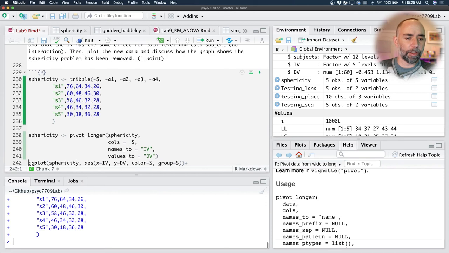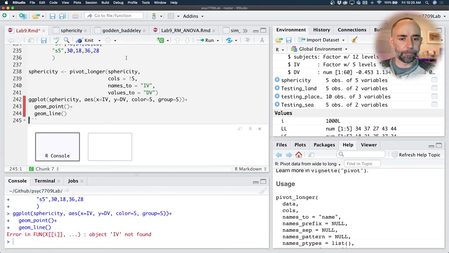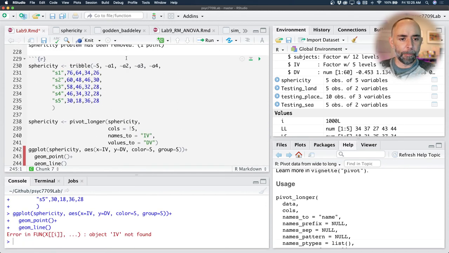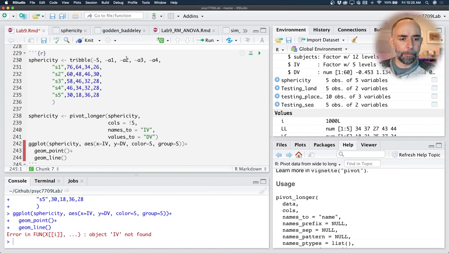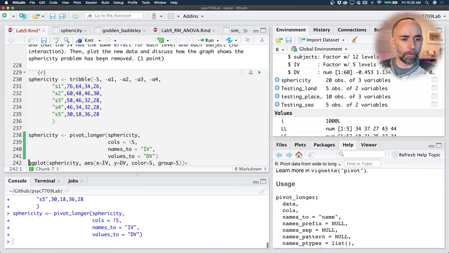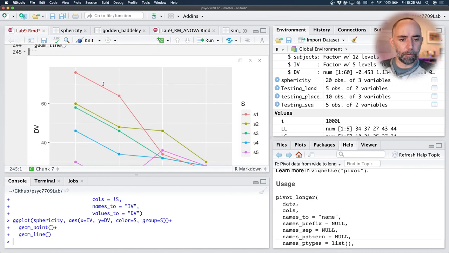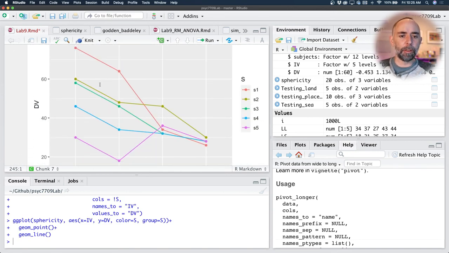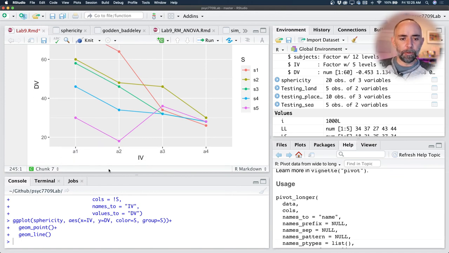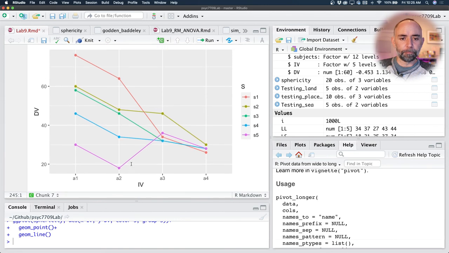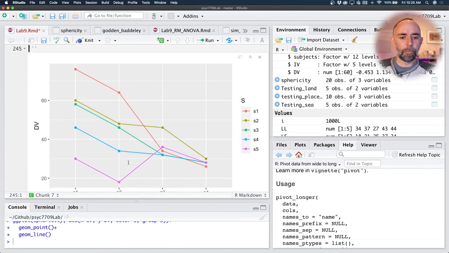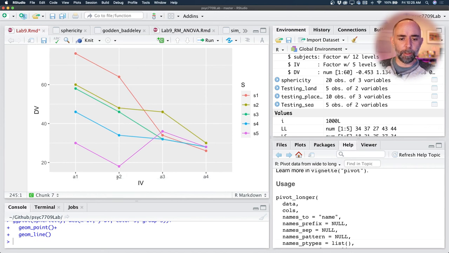So with this new data, let's just see what I'm doing real quick. All right, so as you can see, every subject now goes down by 12 between level A1 and A2. Starting to follow subject one, let's work on A2 to A3.